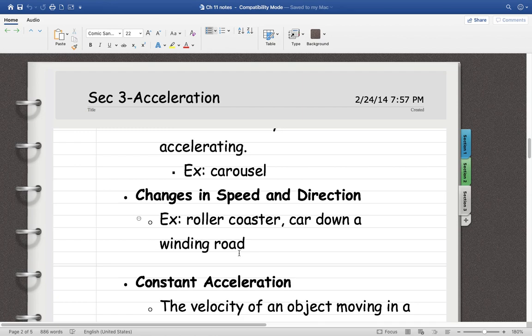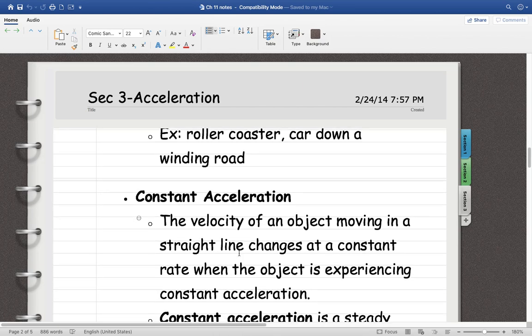And then you can change speed and direction. Examples would be a roller coaster or a car down a windy road. If you are going down a windy road, hopefully you're going to brake when you have sudden turns, and then probably speed up after you get through that turn, but you're also swerving to the right, swerving to the left. In a roller coaster, you're going up, down, side to side, speeding up, slowing down, stopping. So it's changes in speed, changes in direction like a carousel, or changes in both.